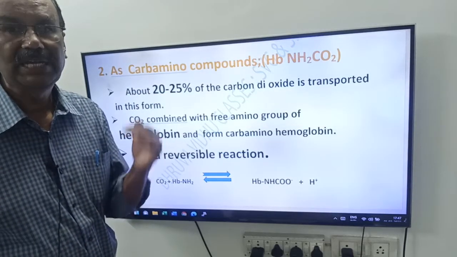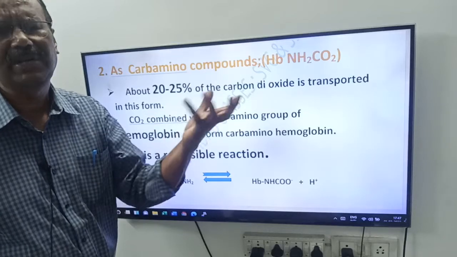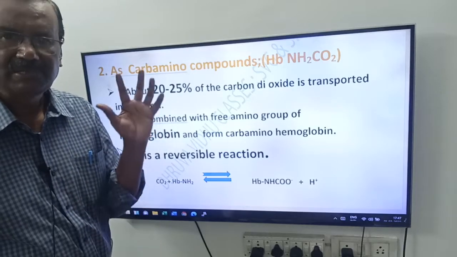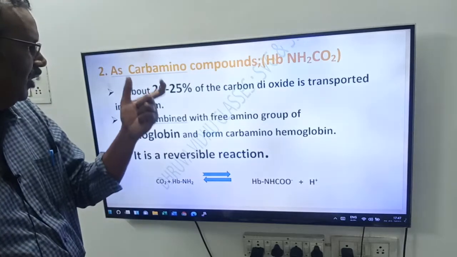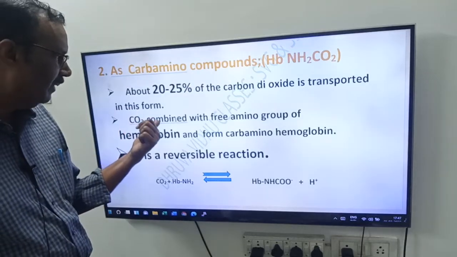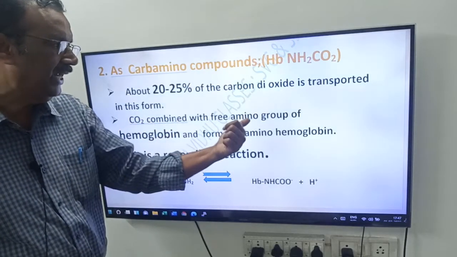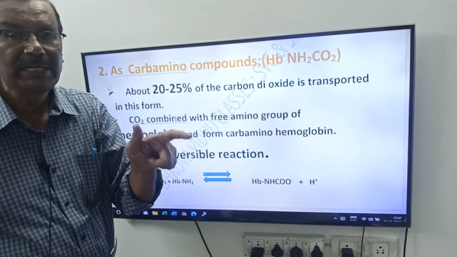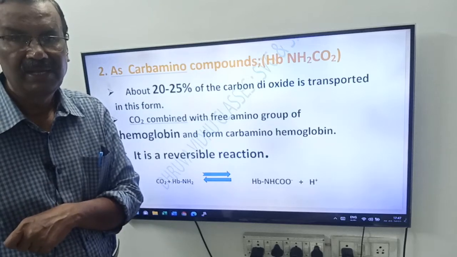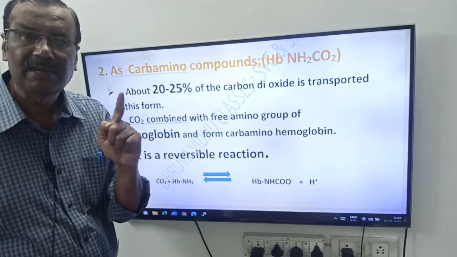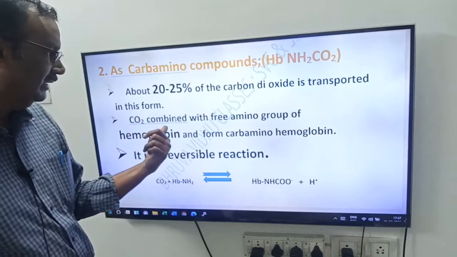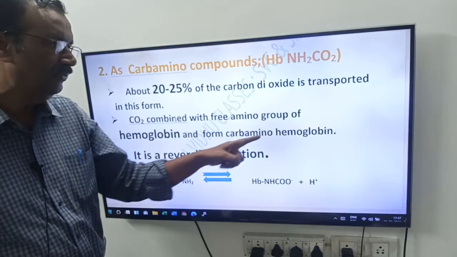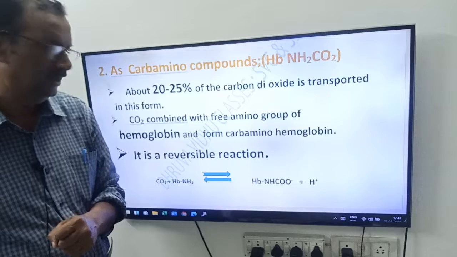20 to 25% of the carbon dioxide. Simply you say, write 23% average. 23% of the carbon dioxide is transported in the form of carbamino compounds. See friends, carbon dioxide combines with the free amino group of hemoglobin. Hemoglobin is a protein made up of amino acids. An amino acid at its one end has an amino group. This carbon dioxide combines with the free amino group of hemoglobin and forms carbamino hemoglobin.